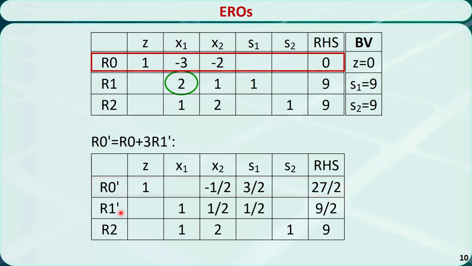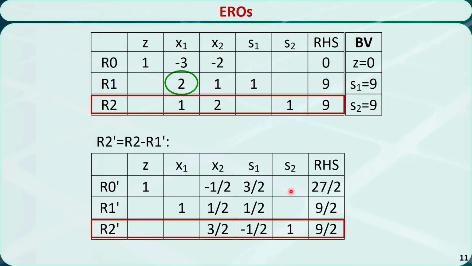Then we remove this coefficient in row 0 by adding 3 times row 1 prime to row 0. It's called row 0 prime. This will be gone. This will be changed to minus 1 over 2. This 3 over 2. And the right-hand side is now 27 over 2. Now we remove this coefficient in row 2 by subtracting row 1 prime from row 2. It is called row 2 prime. This will be gone. This will be changed to 3 over 2. This minus 1 over 2. This is 1, and the right-hand side is now 9 over 2.